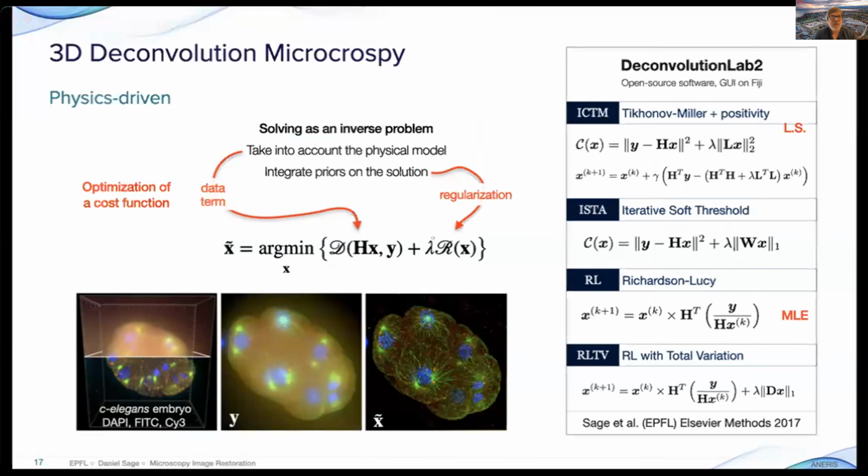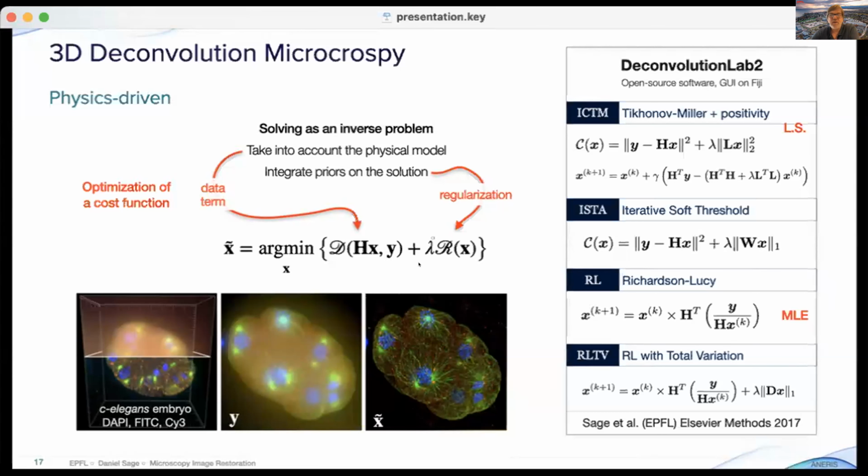So how can we do 3D deconvolution microscopy? There is a first approach, the physics-driven method. In that case, we have to take into consideration this equation, where we try to minimize this cost with two terms. The data term, where we take into account the physical model, H here, and we also add a regularization term where we integrate a prior on the solution, and we let an optimization program find the x tilde here. Using that strategy, we are able to deconvolve this very nice C. elegans embryo. There are three channels here. We can pass from that image to that image using this strategy.